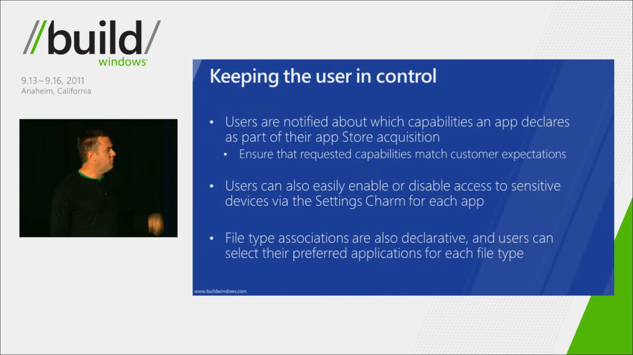So capabilities are designed to do two things. One, make it easy for developers to build powerful applications by leveraging the file system and devices. And two, keep the user in control of their PC and allow them to make informed decisions about which apps can access which capabilities.